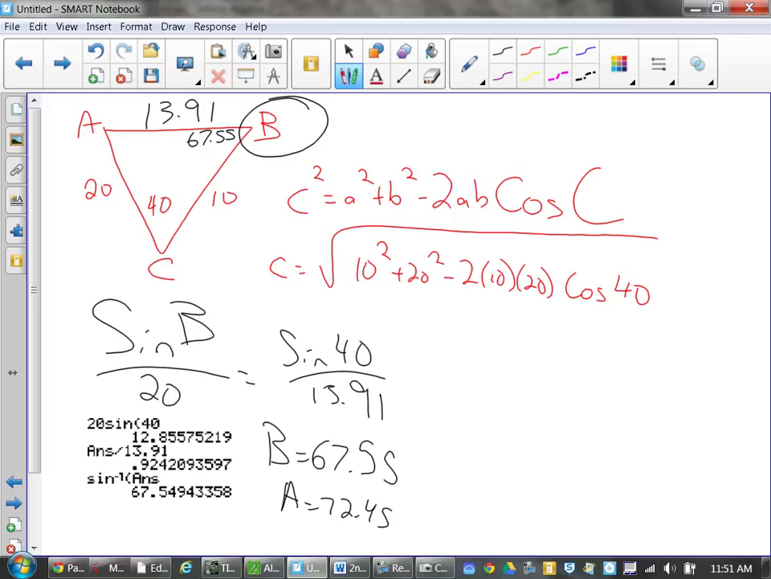But remember, there's also a different value for B, just to double check. The trick when you dealt with the ambiguous case is that you always checked its supplement. So the supplement to 67.55 is 112.45. That could work. Now, if I look at that with 112.45, my original angle of C was 40. There's still enough degree value left to get me to A. So in this case, A could be, what was it, 27?